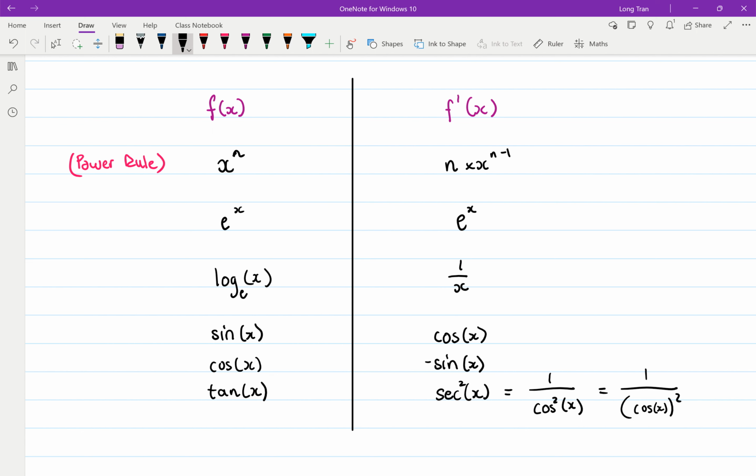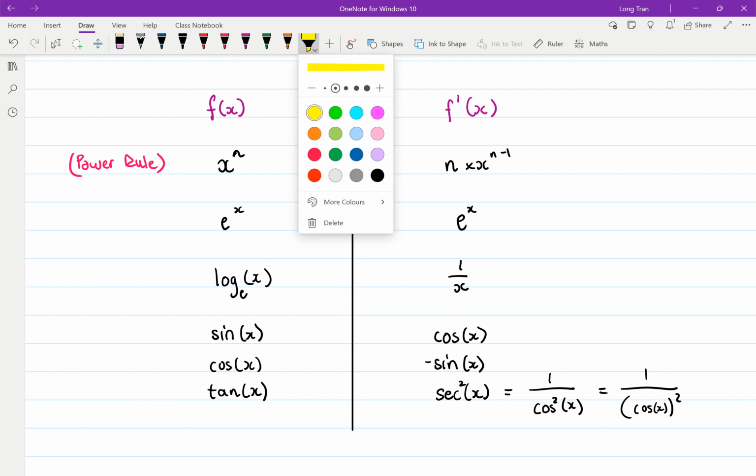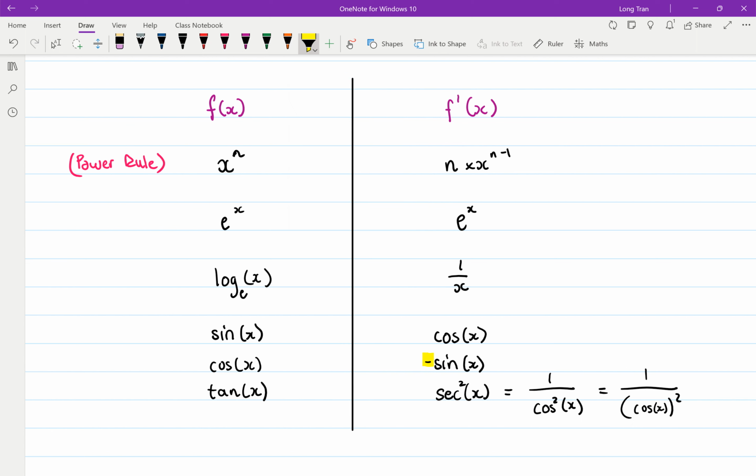Put your power rule there, exponential rule or function, logarithmic function, sine function, cos function. Notice that there is a negative. Most students forget that negative there. There's a negative. And then tan is sec squared, or 1 over cos squared of x, or 1 over cos of x all squared. Okay?